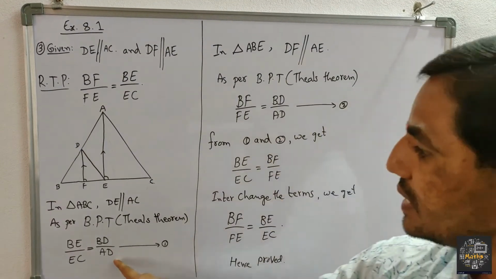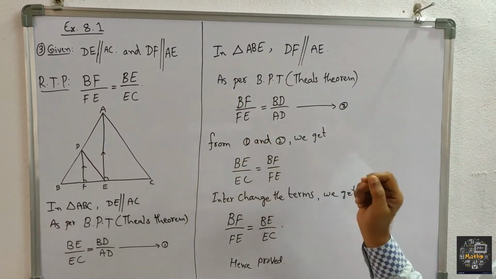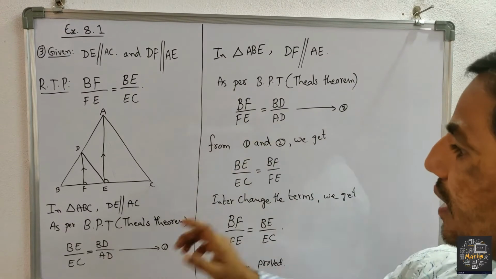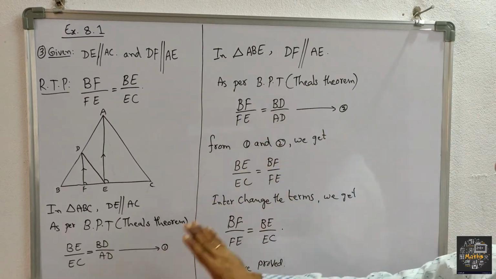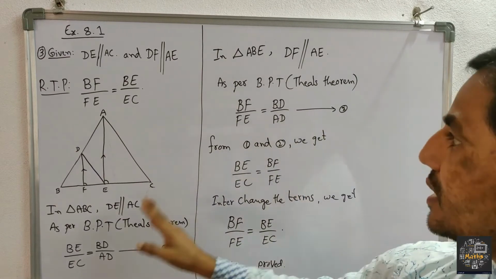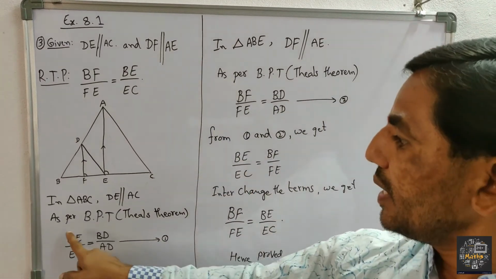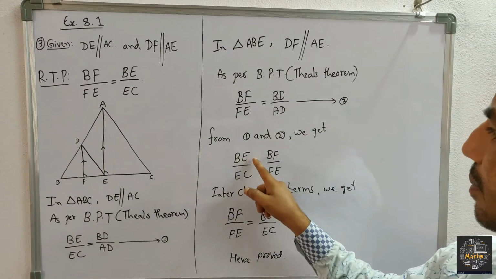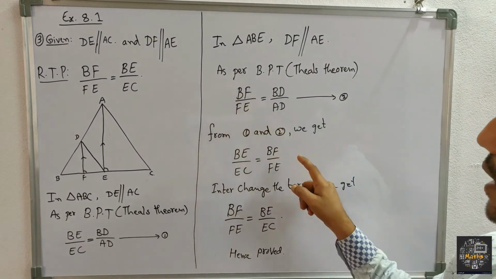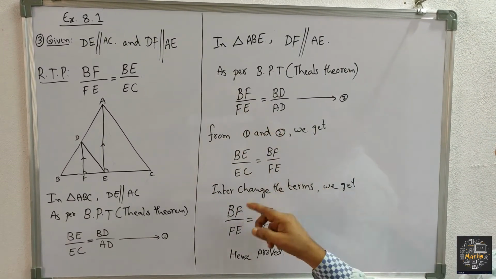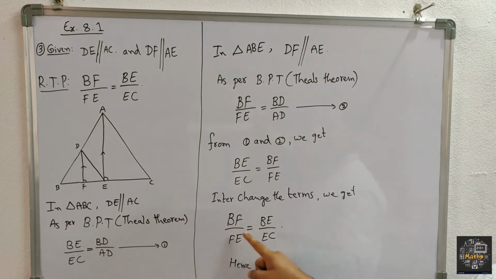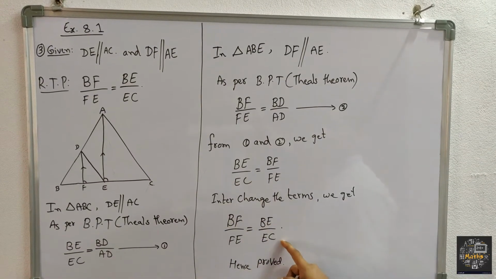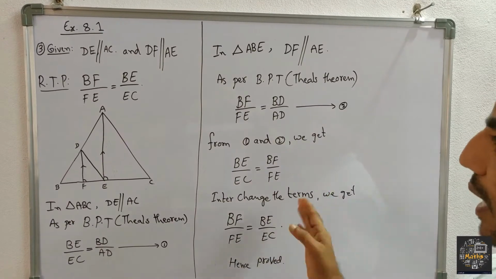From equation 1 and equation 2, we get the RHS values equal: BD by AD is equal to BD by AD. So the LHS values are equal, that is BE by EC is equal to BF by FE. Interchanging the terms, we get BF by FE is equal to BE by EC. This is the answer. Hence proved.